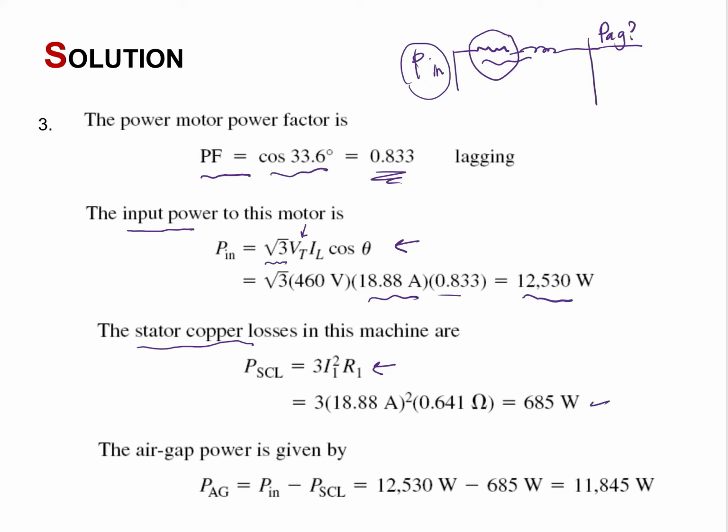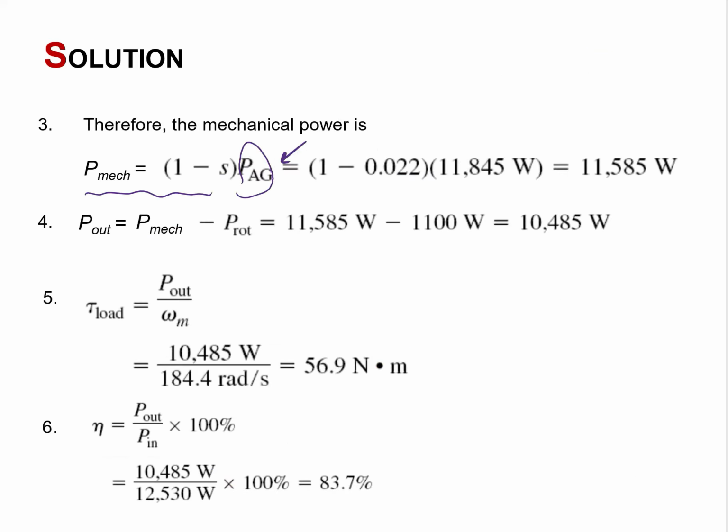And therefore we can find the stator copper losses in watts. Having this value in hand, now we can subtract it from the input power in order to get the power that has crossed the air gap. Once we have this value, we can find the mechanical power since we already have the slip. So we can insert it here and then we can find the mechanical power in watts.